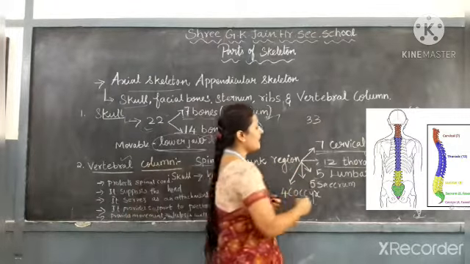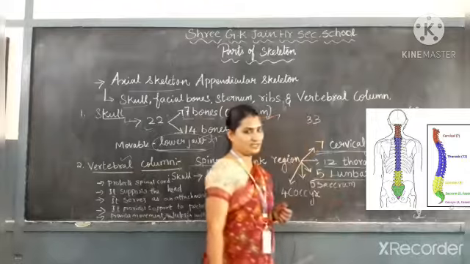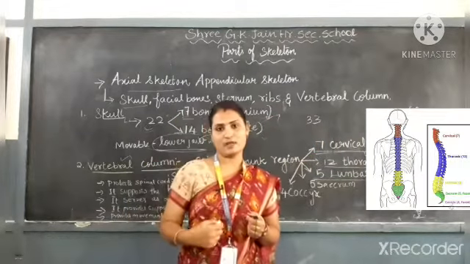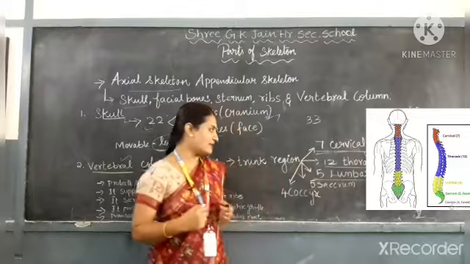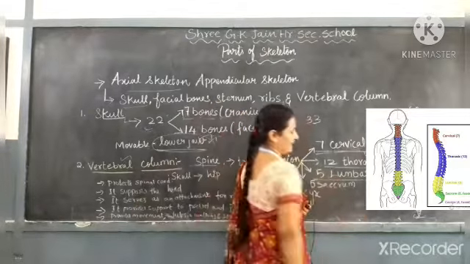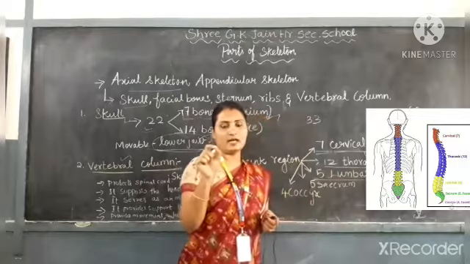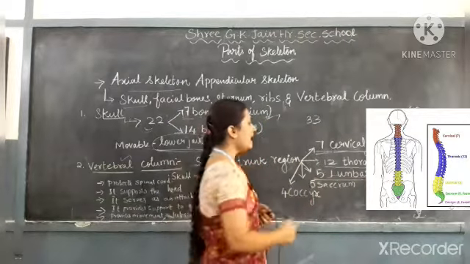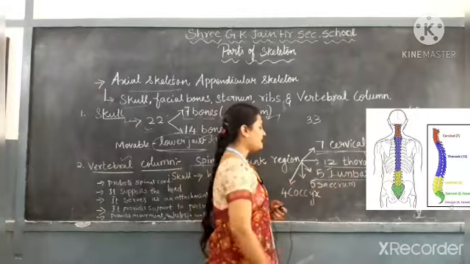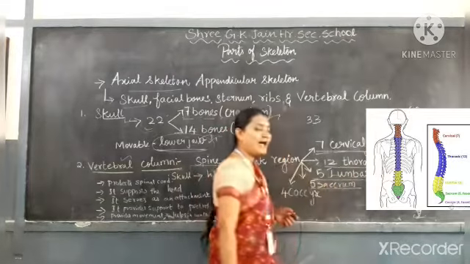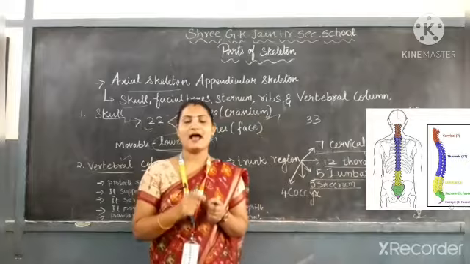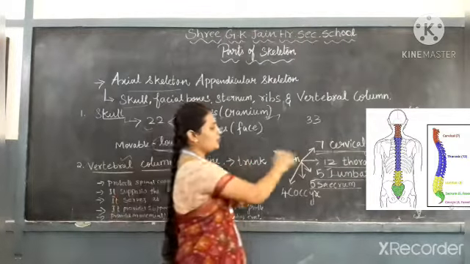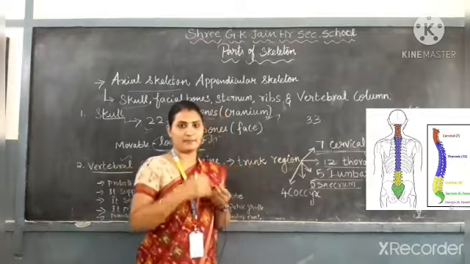And below that, 5 lumbar vertebrae are present. The vertebrae present at the back of the belly are called lumbar vertebrae. And the sacrum: 5 vertebrae are fused together and form the sacrum. It is present below the lumbar vertebrae, that means at the hip, below the belly.